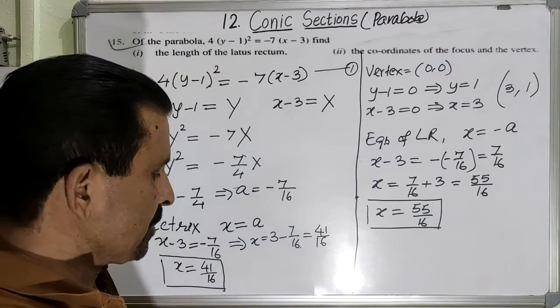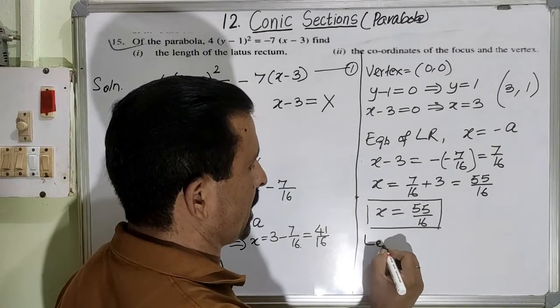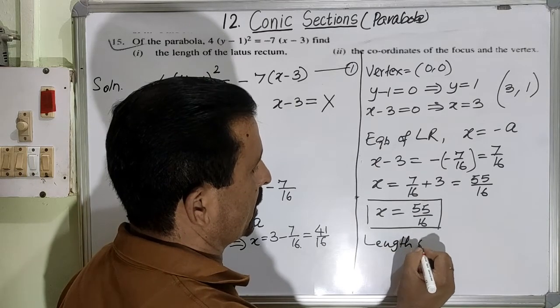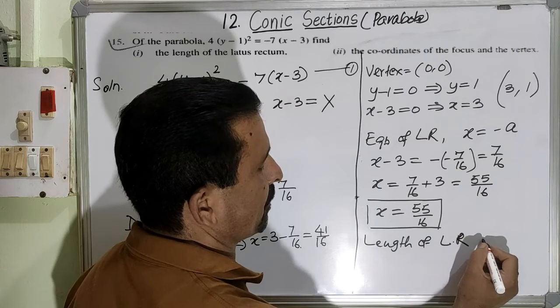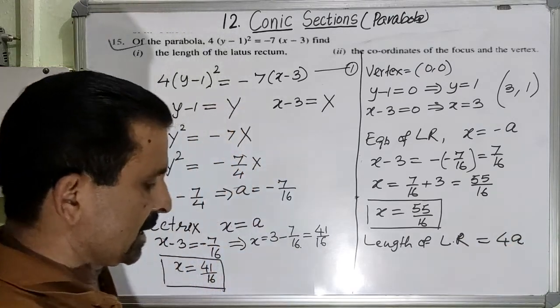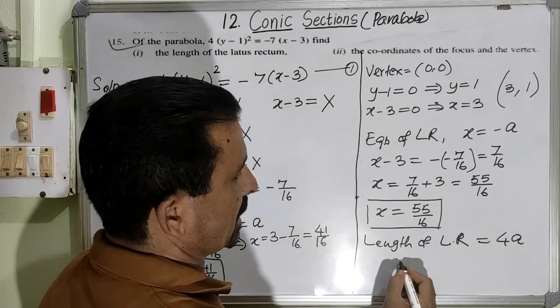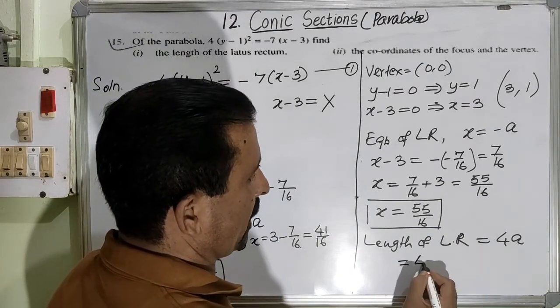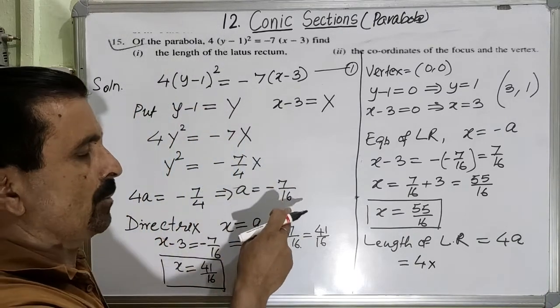Is it okay? Now, the last one is, we will find the length of the latus rectum. The length of latus rectum, we have seen, is always equal to 4a. Now, here we are going to find the length of latus rectum. So this is 4 and now a. Actually, we got the value of a as equal to minus 17 over 16, right?